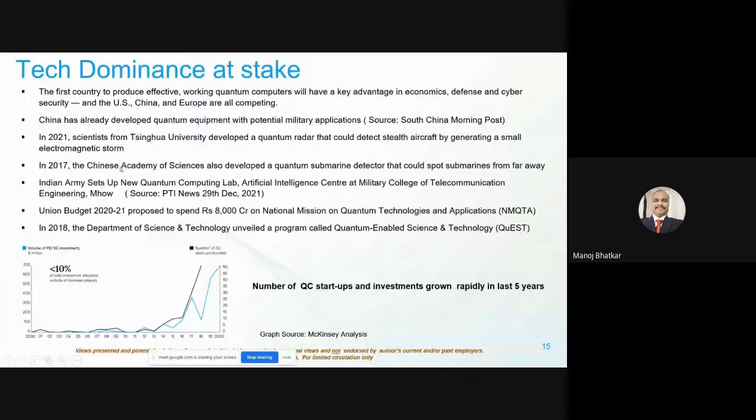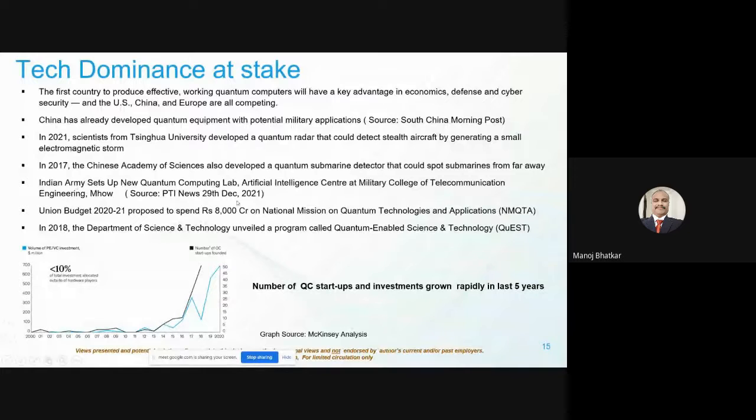In 2017 itself, the Chinese Academy of Sciences, which is actually funded by Alibaba, also developed a quantum submarine detector. So they can actually spot a submarine below the sea from hundreds of kilometers away. Now you will understand why the 12 companies have been banned. We are not far behind also.